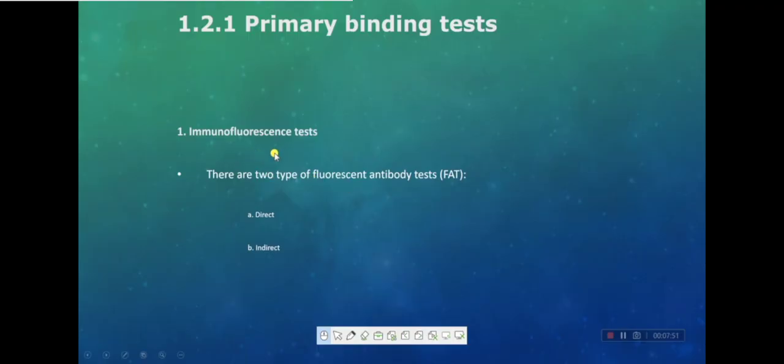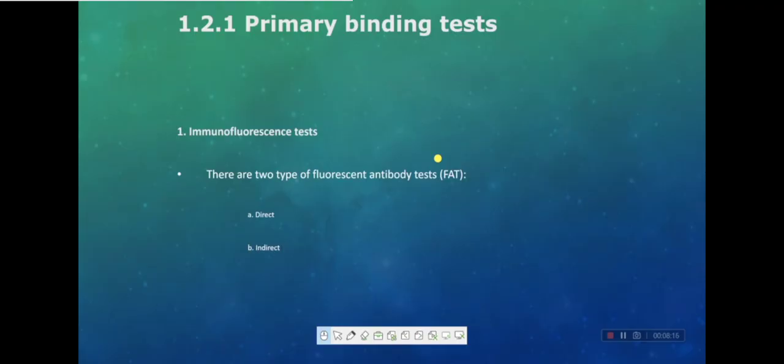So talking about the immunofluorescence test. So immunofluorescent test, what is it? Immunofluorescent tests are widely used tests in the serological diagnosis of bacterial, viral, fungal, and parasitic disease. They are usually sensitive tests. All right, so what is the principle of this immunofluorescence test?